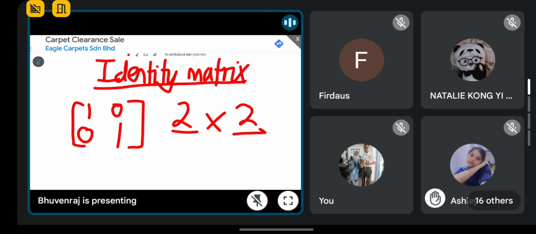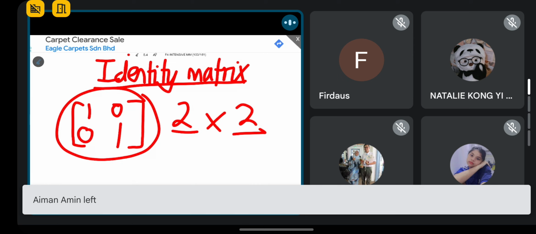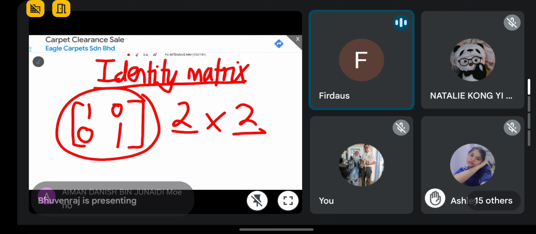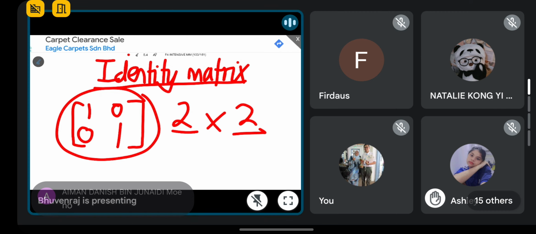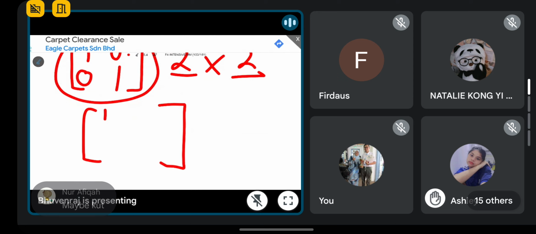So can I ask you guys, 2 times 2, is this the only format where an identity matrix can exist? Adakah identity matrix ni satu saja macam ni? Yes or no? Ada lagi. Yeah, betul, correct. There is more actually, but in your syllabus, you don't involve this. But the other identity matrix that I can share with you all, if you are interested, is this one.